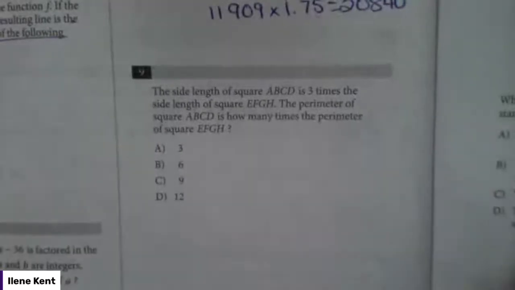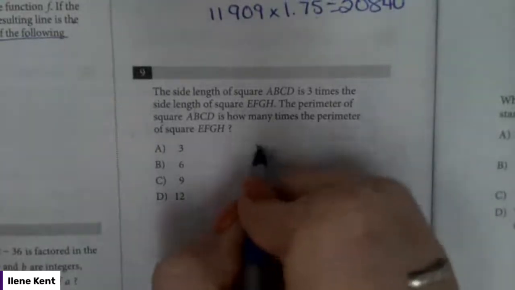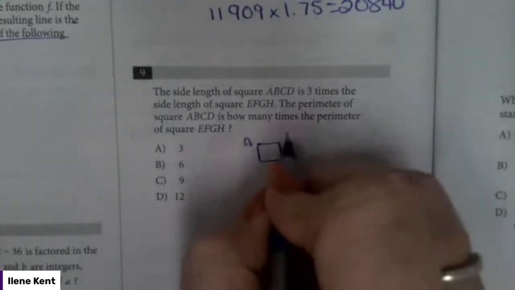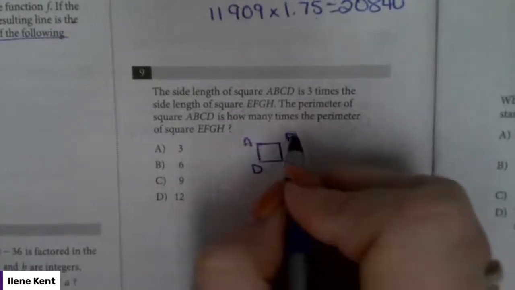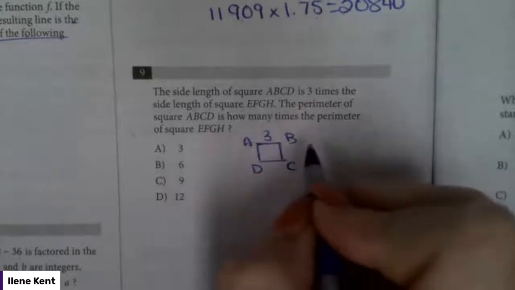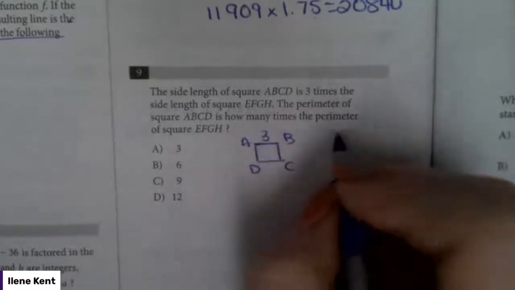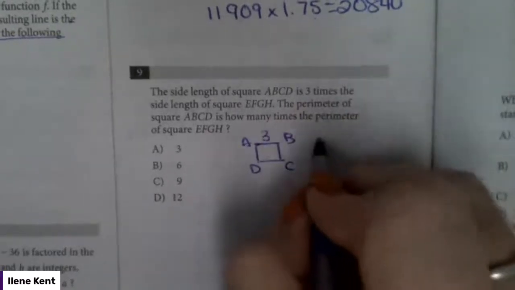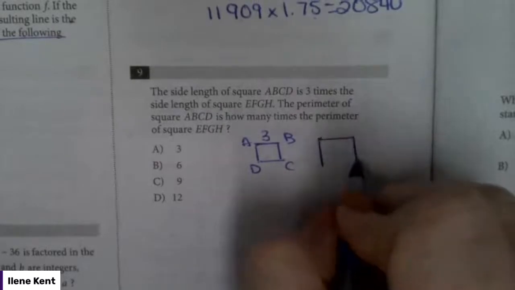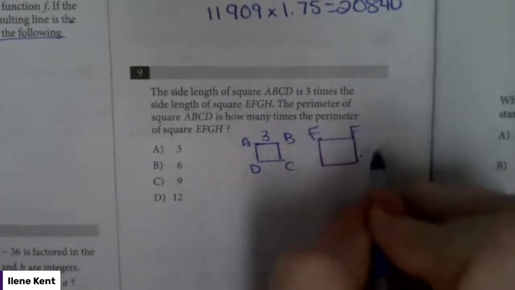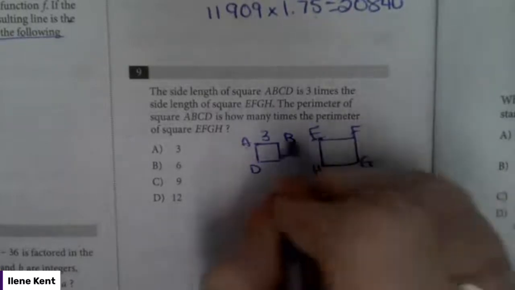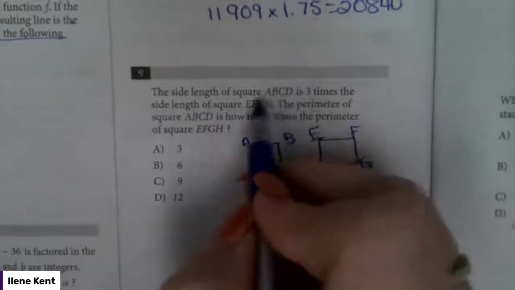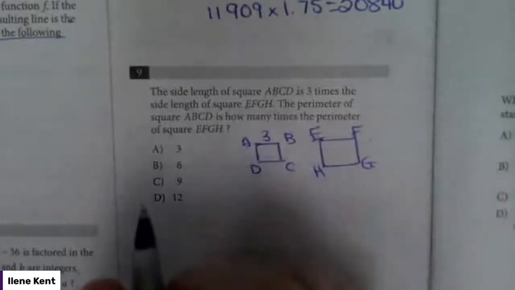Number 9, the side length of square A, B, C, D. So this side length is going to be 3 times larger, it looks like. Oh, maybe I drew these backwards then. E, F, G, H. Make sure you align the letters. So if this one goes ABC, A goes to E, B goes to F in the same spots.